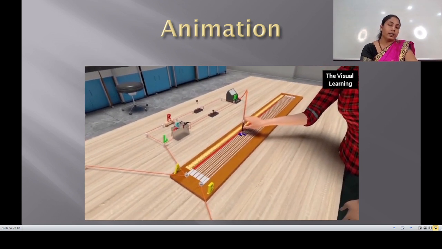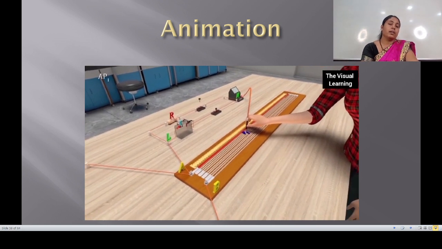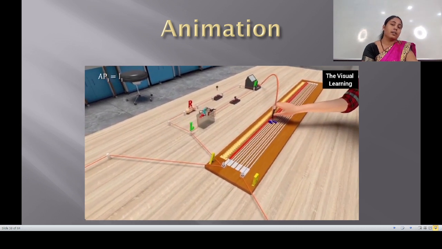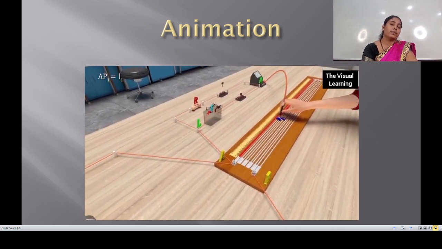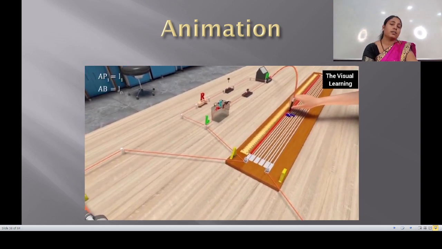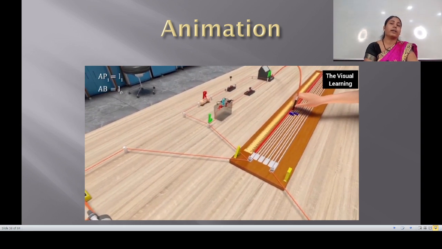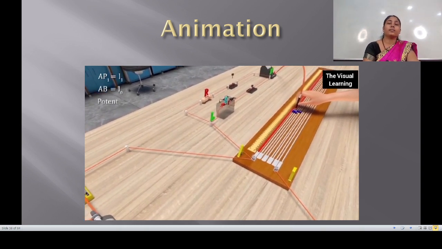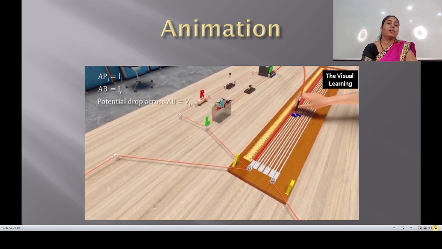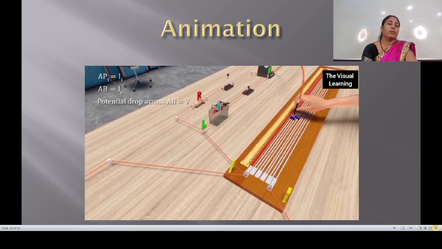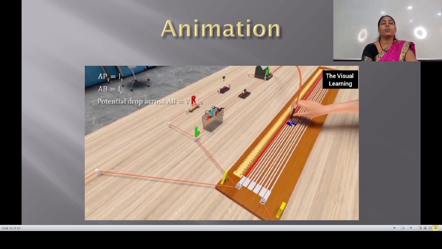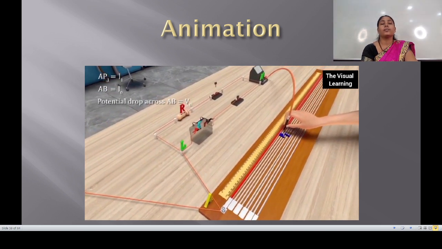In this animation, we can find the different types of practical experiment also. Then we will get one reading. A P1 is equal to L1, and A B is equal to L0. Therefore, the potential drop across A B is equal to V0.